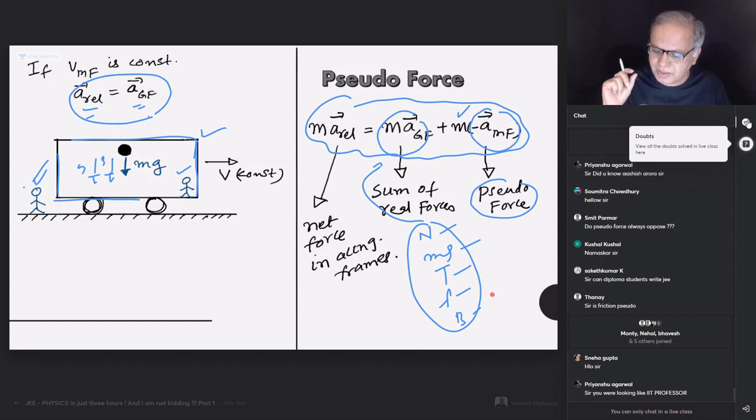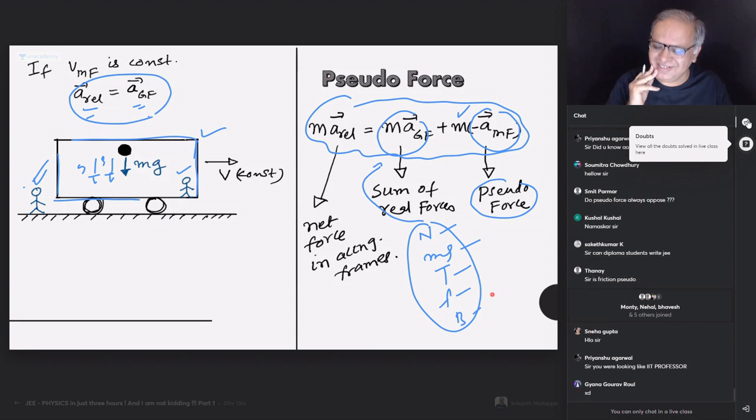Sir, you are looking like IIT Professor Priyanshu Agarwal. I'm all the time with IIT Professor Bhaskar, sir. So some culture rubbed in. Priyanshu. Okay then, right.